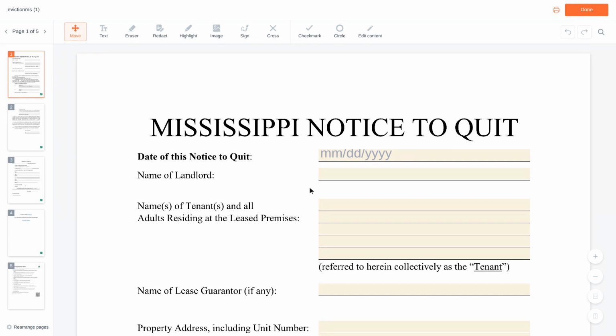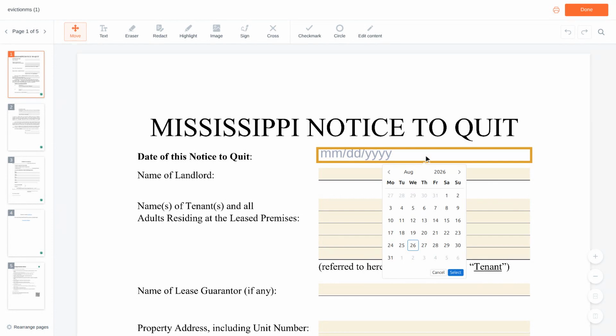Start at the top with the date of this notice. Then the landlord's name, in our example Anna Baker, and the tenant's, here Ben Carter. The form asks for every tenant and every adult residing at the premises, so list each one on its own line. If the lease has a guarantor, name them too, and if a line does not apply, write NA rather than leaving it blank.